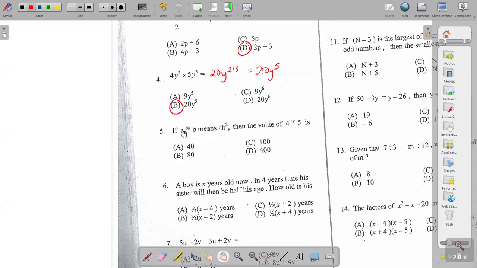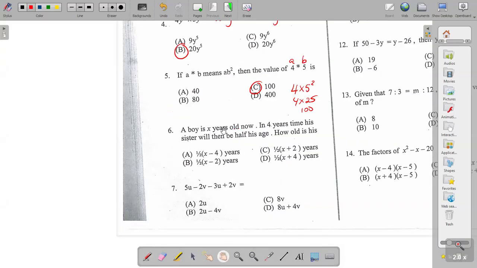This topic is binary. So it says you take A and you multiply it by B squared. So in this example, this is our A and this is our B. So that means we're going to say 4 times 5 squared, which is 25. 4 times 25 is 100. So our answer is C.